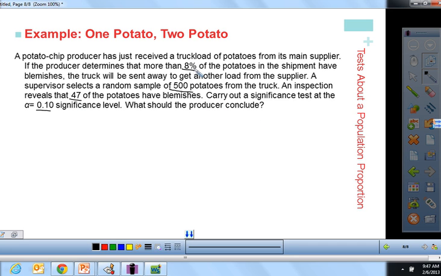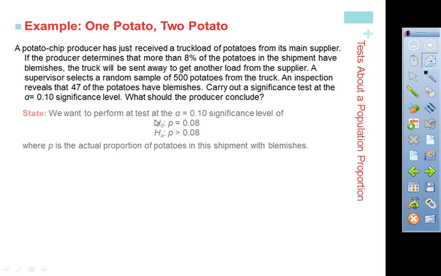All right, so we need to make sure that we first do our state. So we're going to perform a test at the significance level of 0.1. Here's our null and our alternative. The null is that p is equal to 0.08. The alternative is that p is greater than 0.08. If it's greater than that, that's when we're going to have to send them away. And p is the actual proportion of potatoes in the shipment with blemishes.